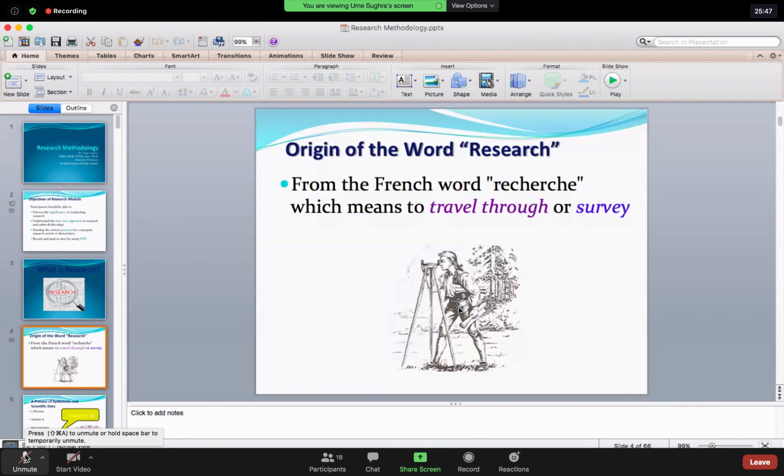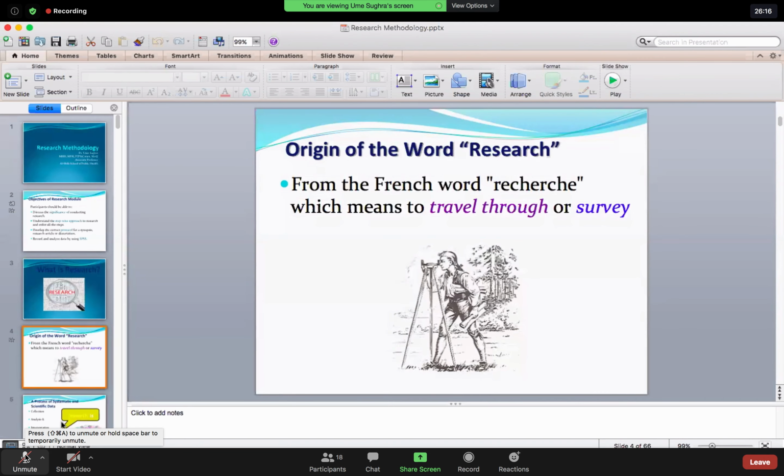If you have ever visited my office, this picture is in my office also. It's a French word, and in French, this ch is pronounced like sh. So it's recherche, which means to travel through or survey. This person is looking through a telescope, looking beyond and traveling through. So this word is coined from the French word recherche.